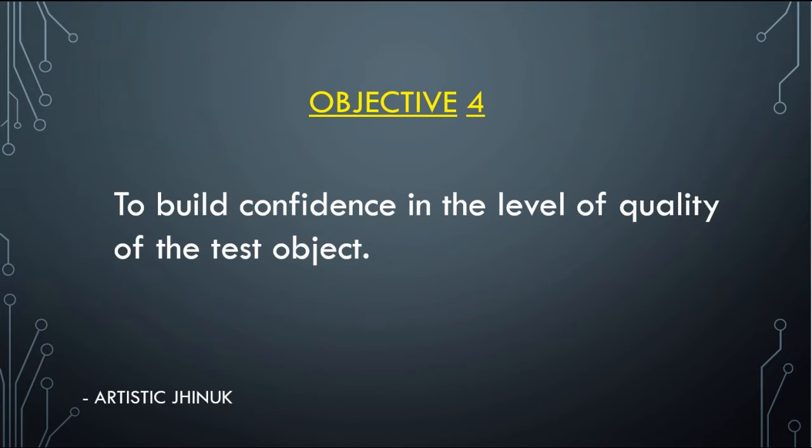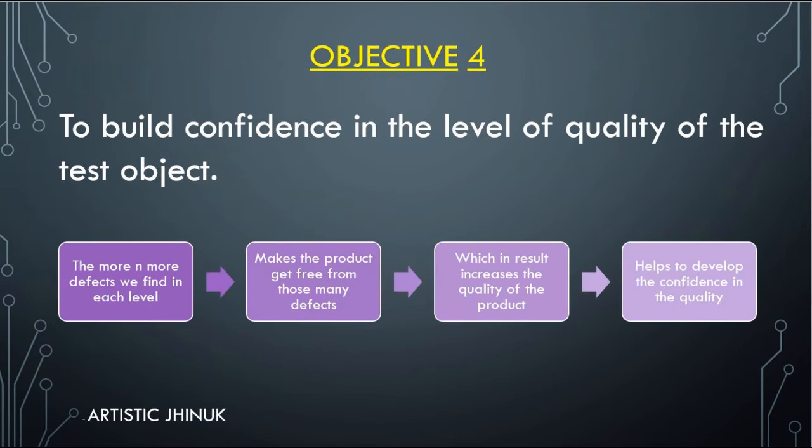of the test object. As per this objective, for each test object, a certain level of confidence must be achieved before passing it to the next level. Test objects are those on the basis of which we can perform testing. Now we will understand how confidence is built. The more defects we find in each level of testing, the more the product becomes free from those defects, which in result increases the quality of the product and helps to develop confidence in the quality.